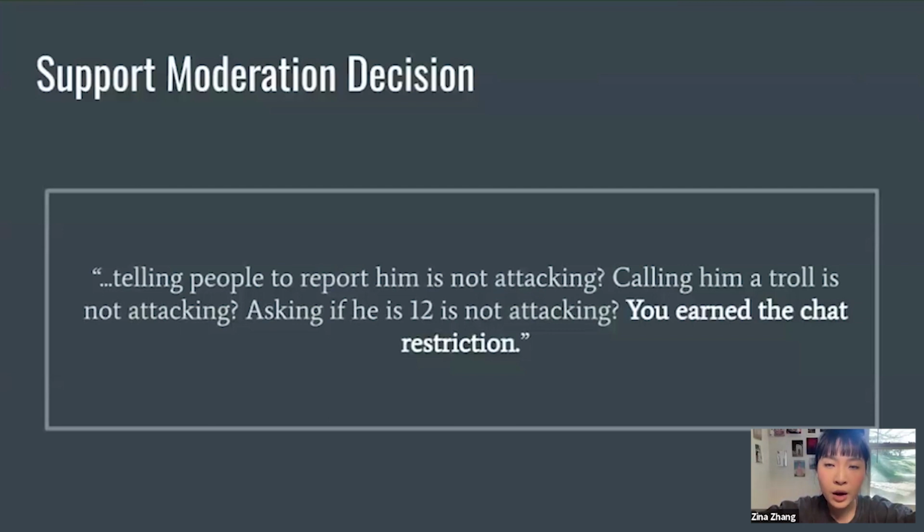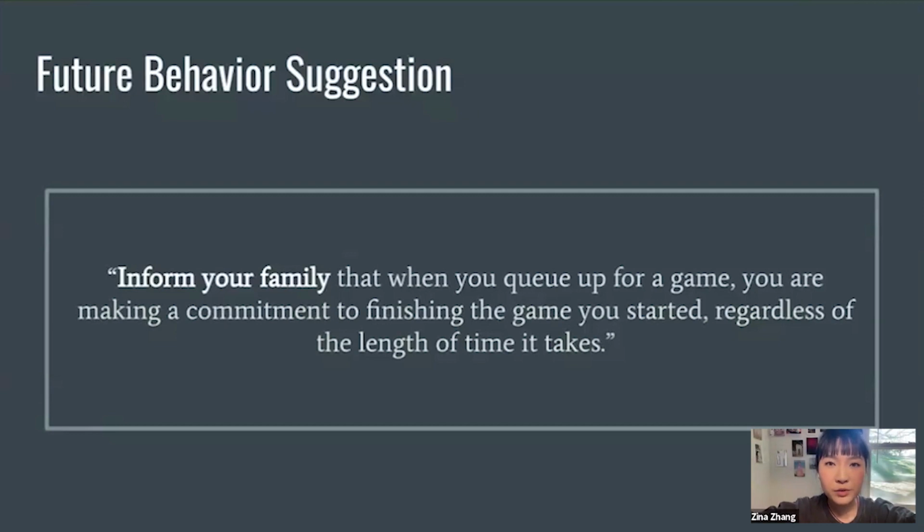Let's first look at how community members support moderation decisions. For example, this community member said, "Telling people to report him is not attacking." Then at the end, they said, "You earned the chat restriction." In this case, the community member confirmed that the punished player is toxic and thus deserves a punishment. We also found that community members provide future behavior suggestions regarding how to better act to avoid moderation.